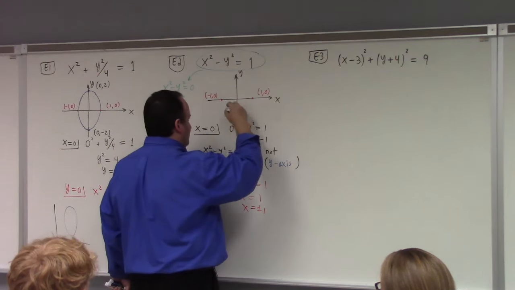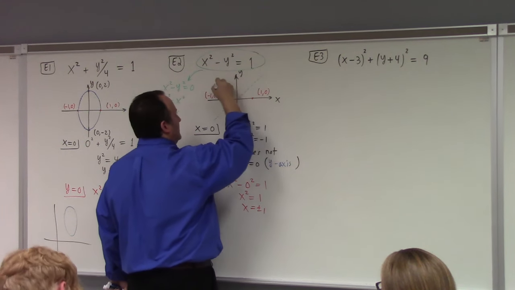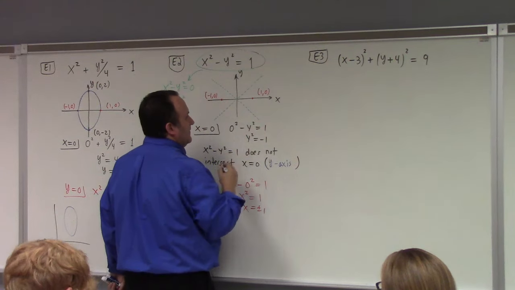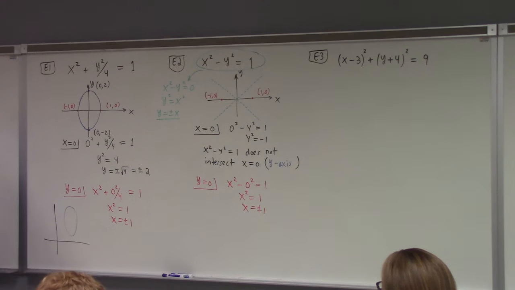Do you guys remember vertical asymptotes from this course? I sure hope not, because I didn't cover it yet, right? But maybe in high school you covered vertical asymptotes. Remember those things that the graph comes close to, but doesn't cross? These are like that, but these are slant asymptotes. These are asymptotes of a hyperbola.